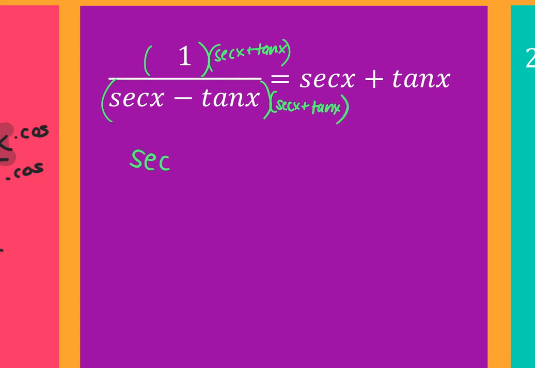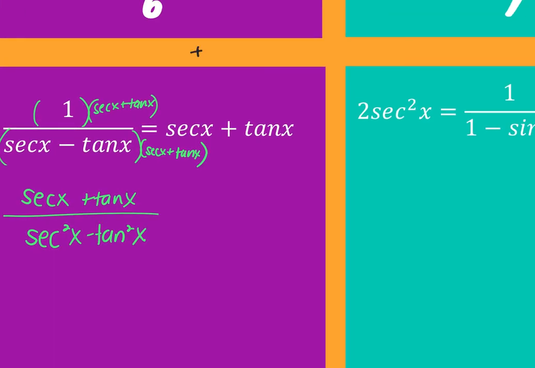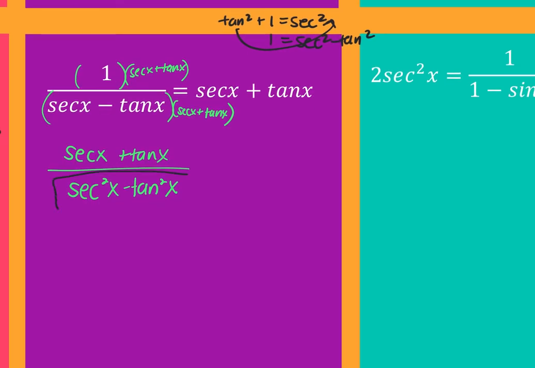So my numerator becomes secant x plus tan x over, and then this would be secant squared x minus tan squared x if you FOILed it out. And then the bottom would equal 1 because tan squared plus 1 equals secant squared, which means if I move this over here, 1 equals secant squared minus tan squared. So this whole thing becomes 1. And then I get secant x plus tan x equals the other side.